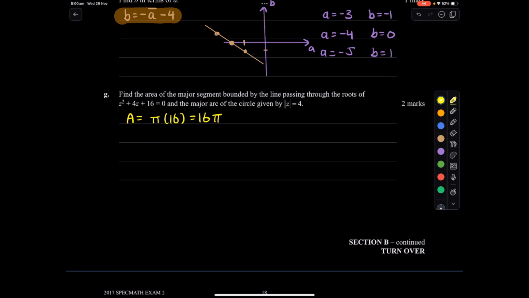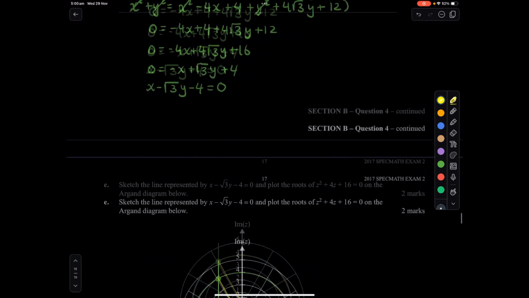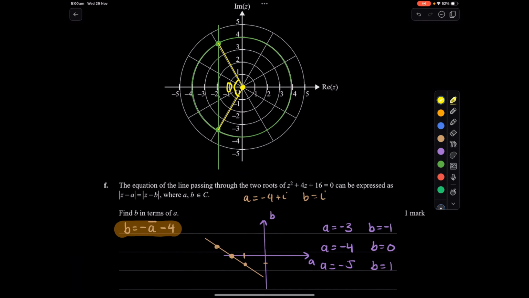Now to find the minor segment, we're going to need the theta here, and we're going to need the radius. Well, the radius is just 4, and the theta, if I'm not mistaken, each of these over here is pretty much 30 degrees. So if this is 30 degrees over here, and that's 60, and then 120. So the theta here is 120 degrees. And we have the r.